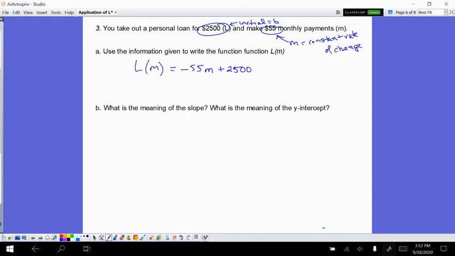So there was no need to make a table of values. We could simply read and understand those two numbers. Our negative 55, and if I have to interpret it, I'm going to put it over 1 and remind myself that 55 is in dollars and 1 is in months. So it is telling us that the amount owed decreases $55 every month.